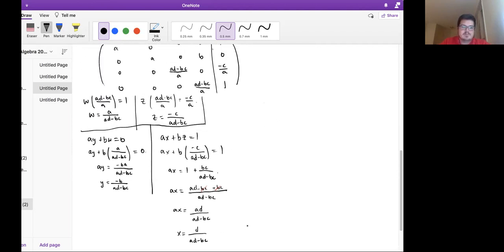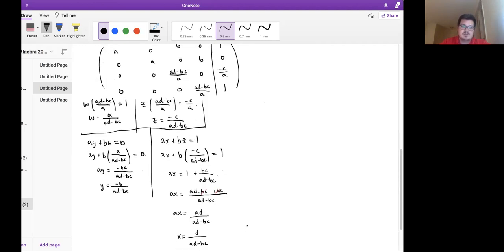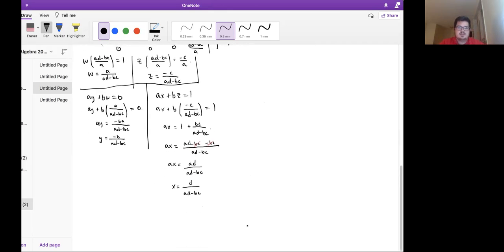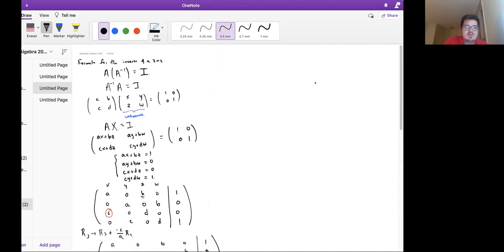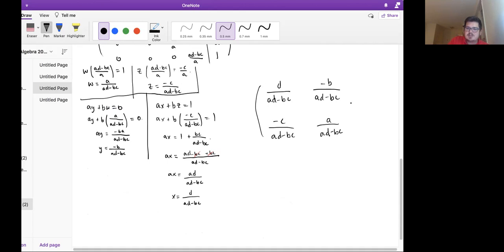Okay, so we did it. We have all the entries we need for the inverse, so we can write it over here. So x is d over ad minus bc. How do we say y was? Y was the second one. It is negative b over ad minus bc. Z was negative c over ad minus bc. And our w was a over ad minus bc.